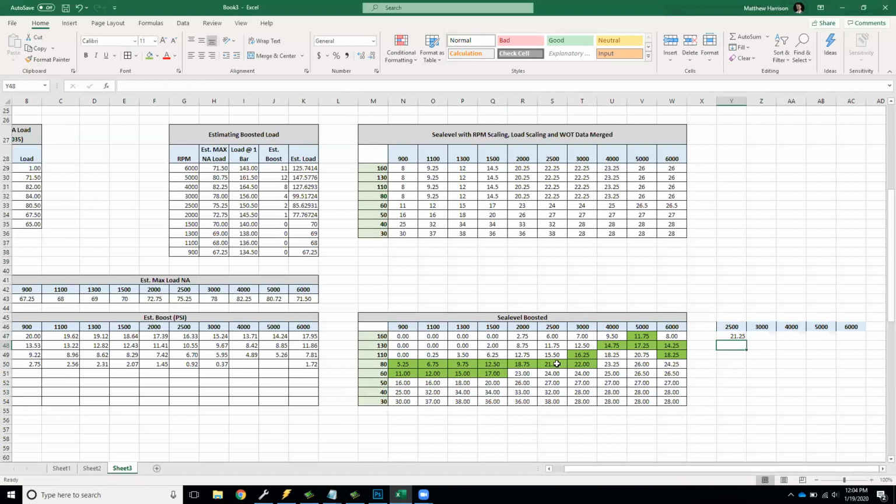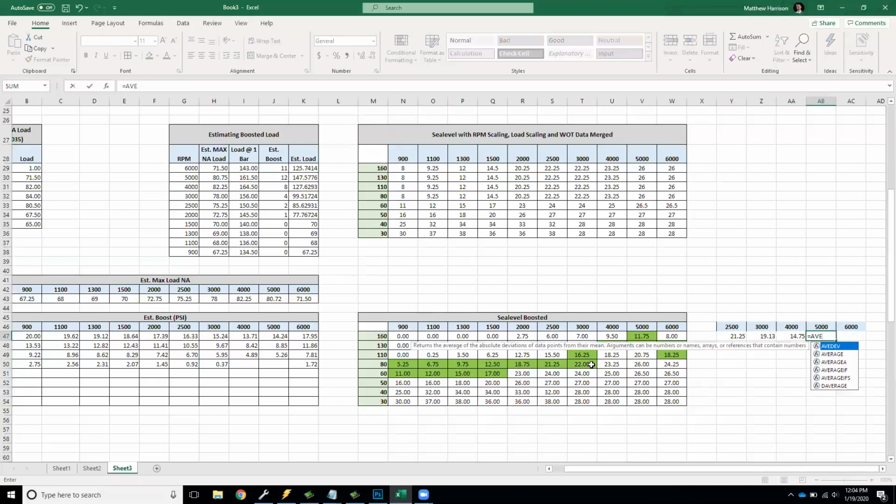About what timing do we have? 21.5 degrees. Okay, here it'd be the average, and I know it's not actually the average, but this is just to demonstrate something here. The average of those two is about 19. At 4,000, we're about 14.75. Here, we're the average of these two.